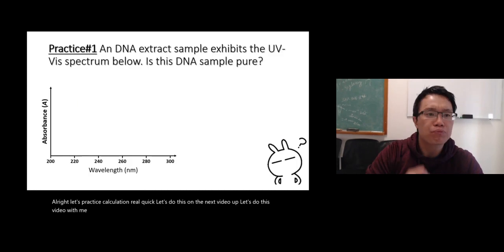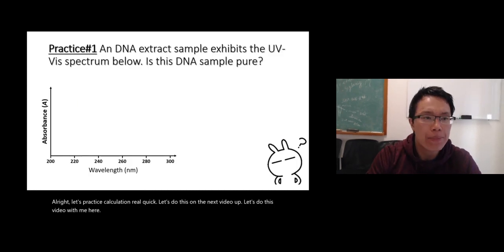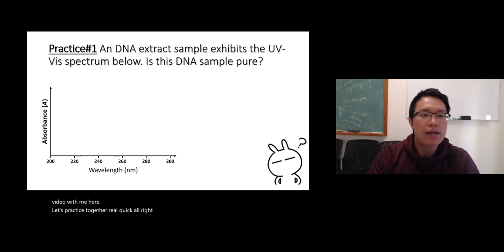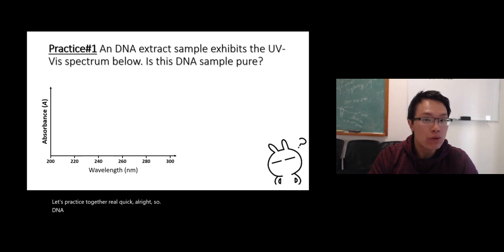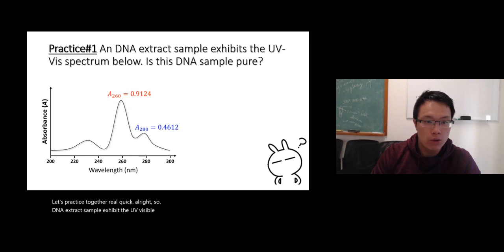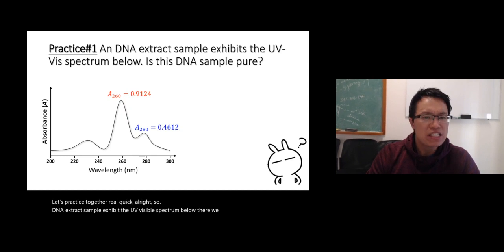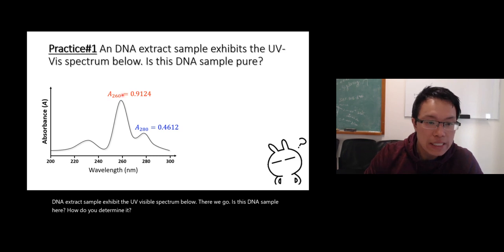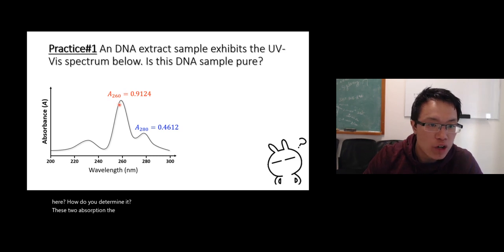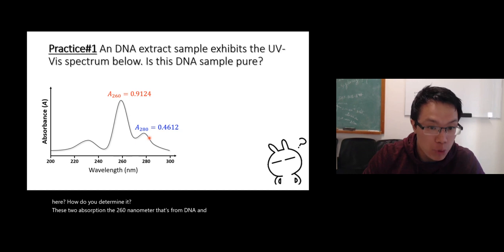All right, let's practice together real quick. A DNA extract sample exhibits the UV-visible spectrum below. There we go. Is this DNA sample pure? How do you determine it? Well, of these two absorptions, the 260 nanometer is from DNA, and the 280 is from protein.